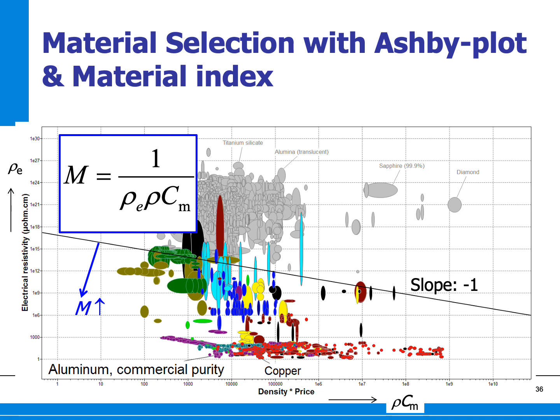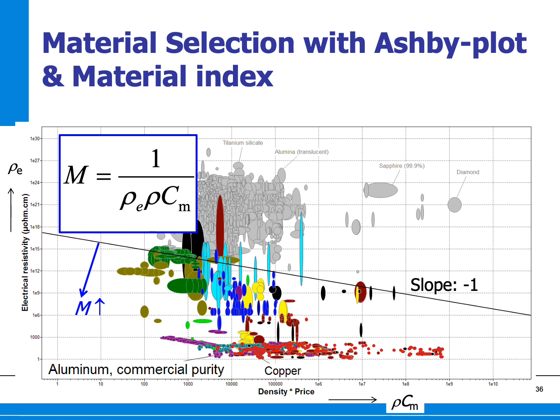On the x-axis we plot the density times the price, so this is the material density times the price per kilogram, so in fact combining the two gives you the price per cubic meter. All the material properties have been displayed in this graph. So for all the materials that are in the CES EduPack database, you see here what its value is for the electrical resistivity and what its value is for the density times the price.